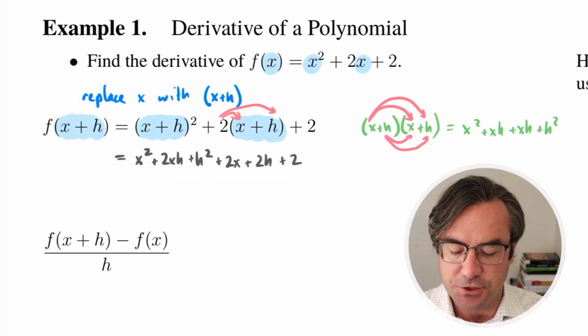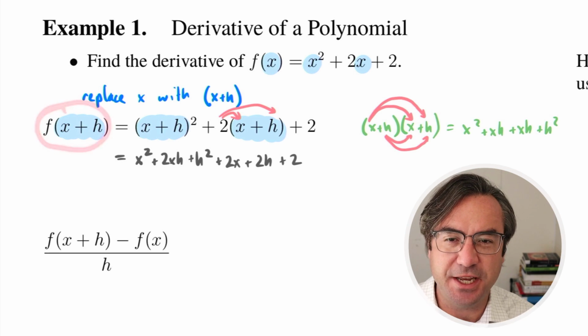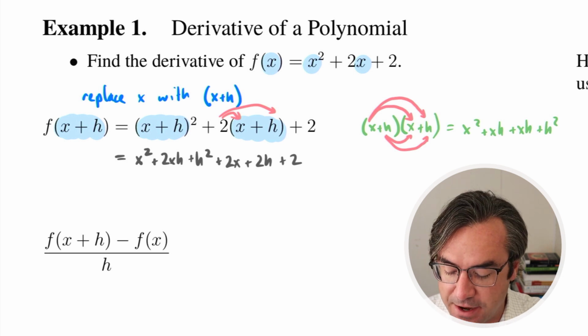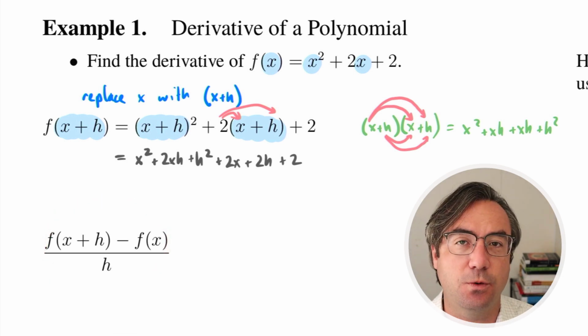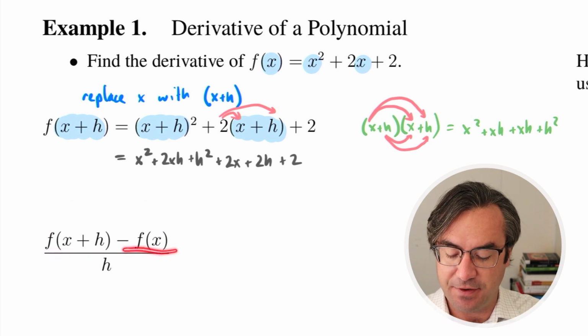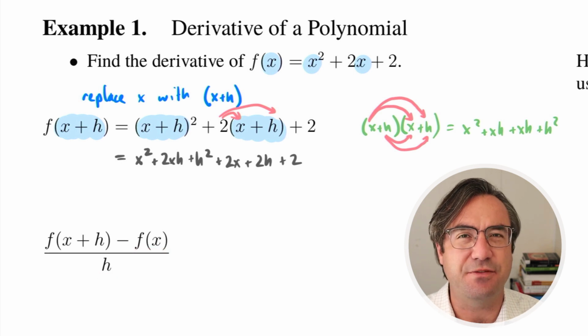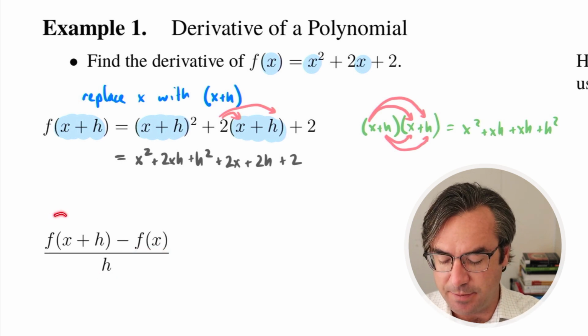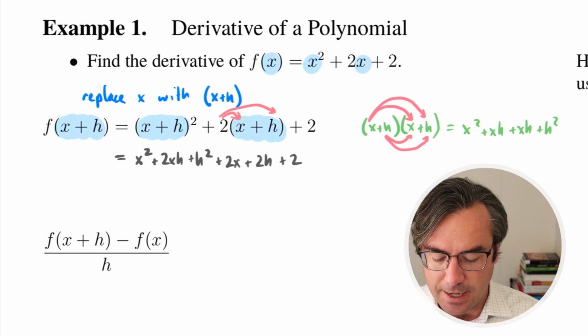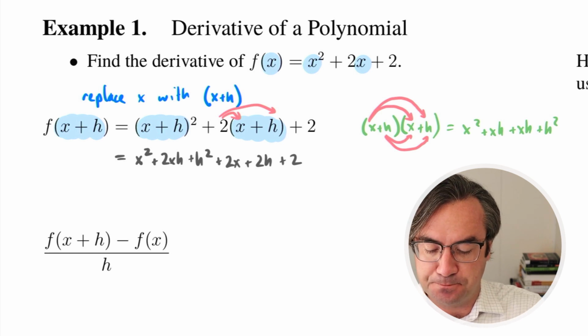All right. So once we have f of x plus h figured out and multiplied out, then we're going to go on to our difference quotient. So f of x plus h minus f of x all over h. So that fraction in our limit definition. We call this the difference quotient. All right, so how do we do this?